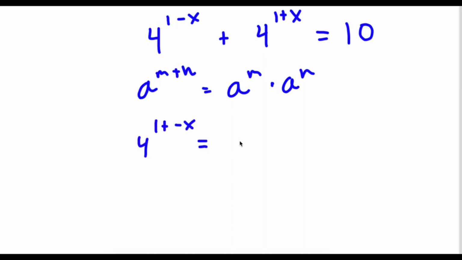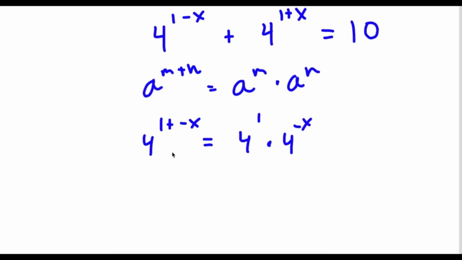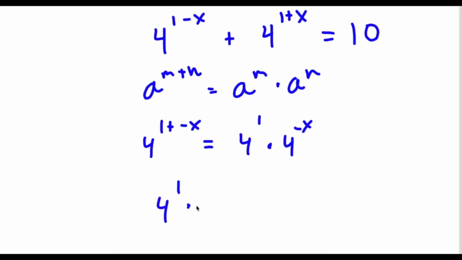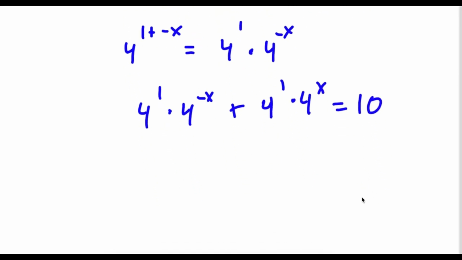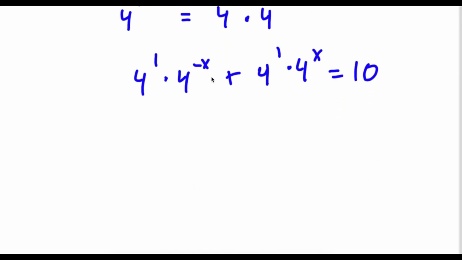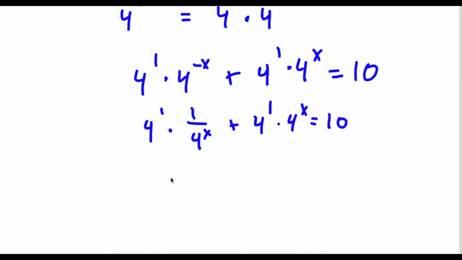And this means that this is equal to 4 to the power of 1 times 4 to the power of negative x. So I have 4 to the power of 1 times 4 to the power of negative x plus 4 to the power of 1 plus x. That's going to equal 4 to the power of 1 times 4 to the power of x. This is equal to 10. Now 4 to the power of negative x is the same thing as 1 over 4 to the power of x. And if I multiply these two, I get 4 over 4 to the power of x.